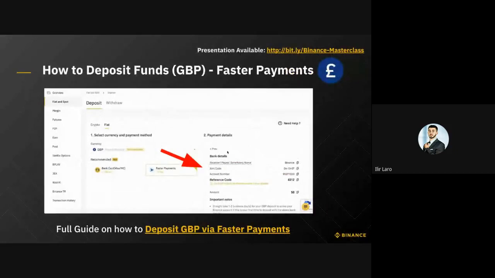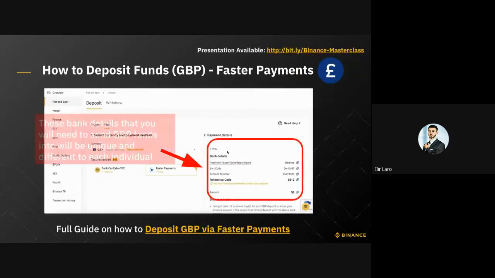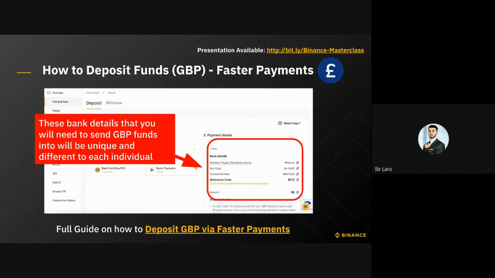Once you've entered the amount, you're given certain bank details. You will now need to go to your bank account, whether that's mobile banking or logging in via desktop. You will have to add Binance as a new payee, and send funds from your bank account to these bank details. One thing to note is that these bank details on the right are unique and different to each individual user. So these details will be unique to me.